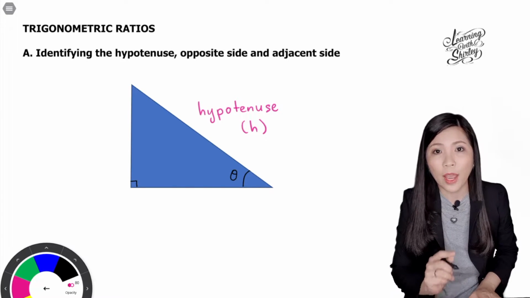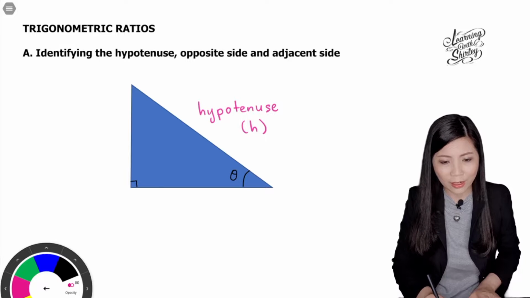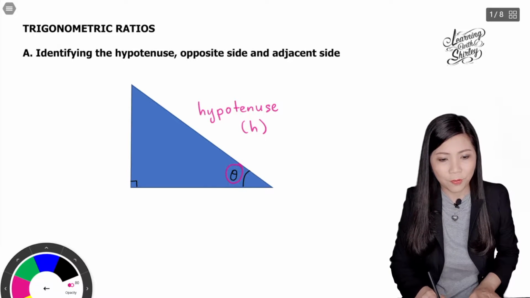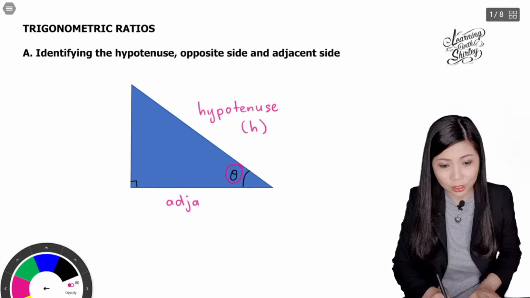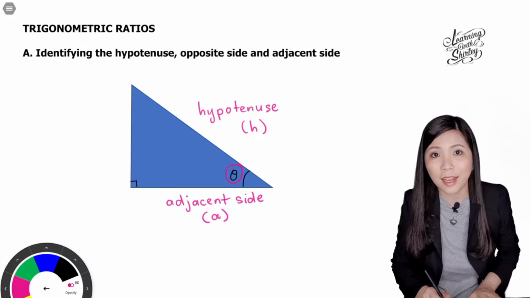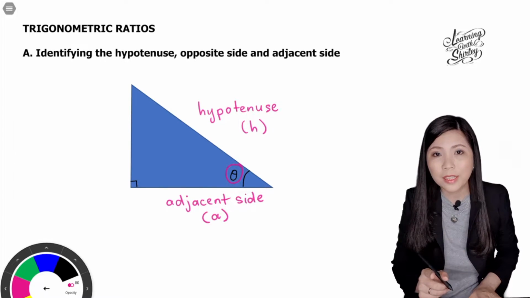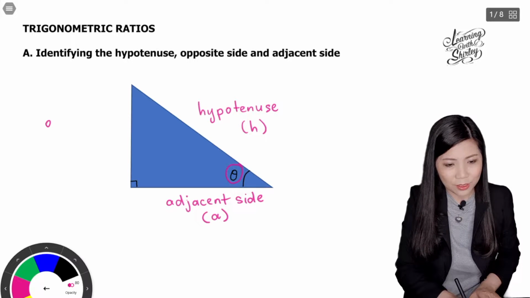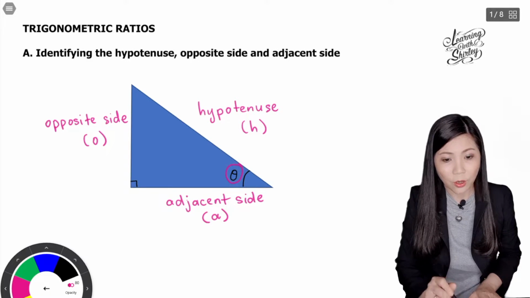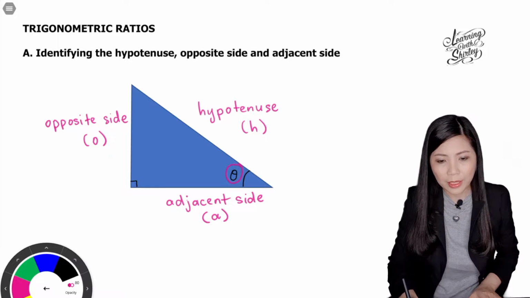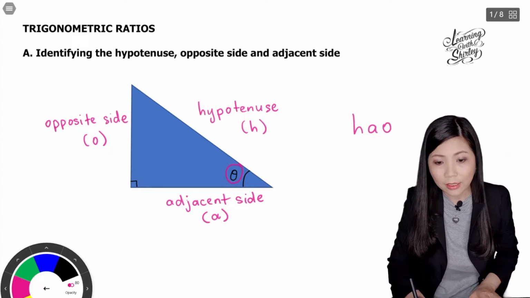Okay, next is to determine where is the position of the theta, which is the angle. So it's over here. Therefore, this line is the adjacent side because it's next to the angle. So adjacent side, I'm going to label it as A. Okay, and next will be the opposite side. The opposite side will be the side which is opposite the angle, which is the theta. So this is the opposite side, and I label it as O. Okay, so remember HAO. Label HAO first whenever you see a right angle triangle.